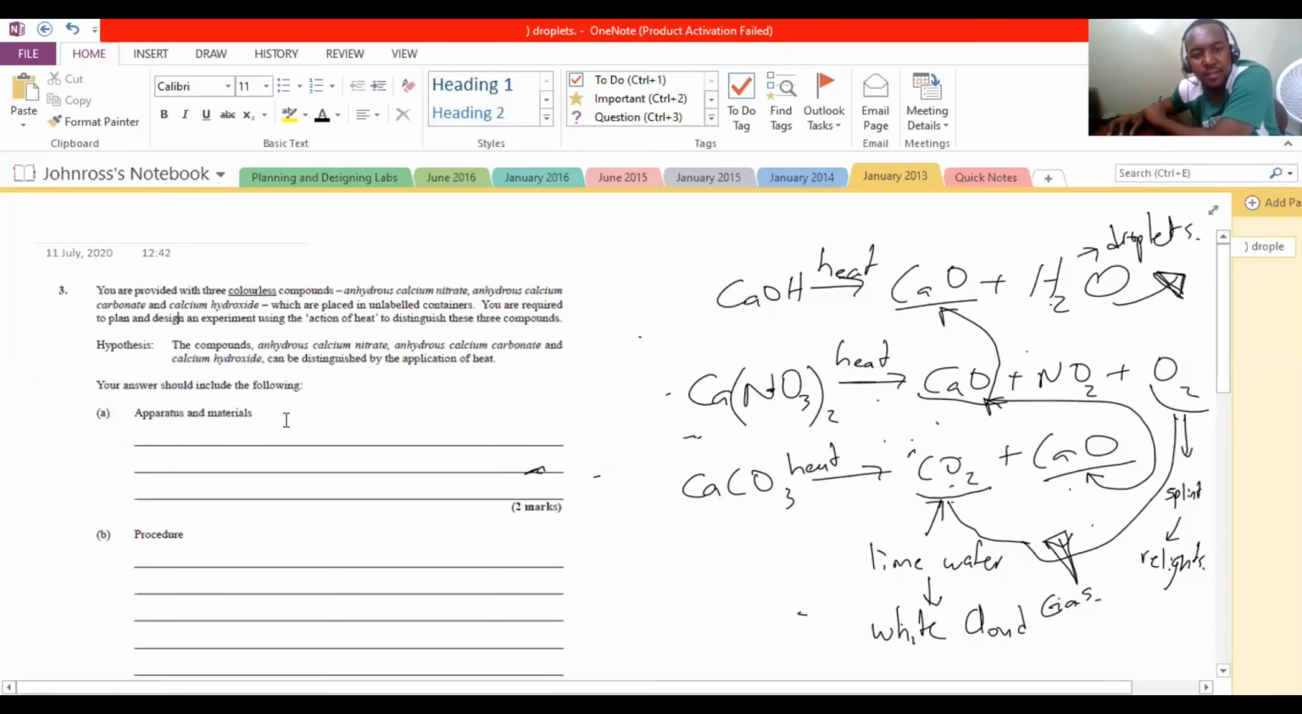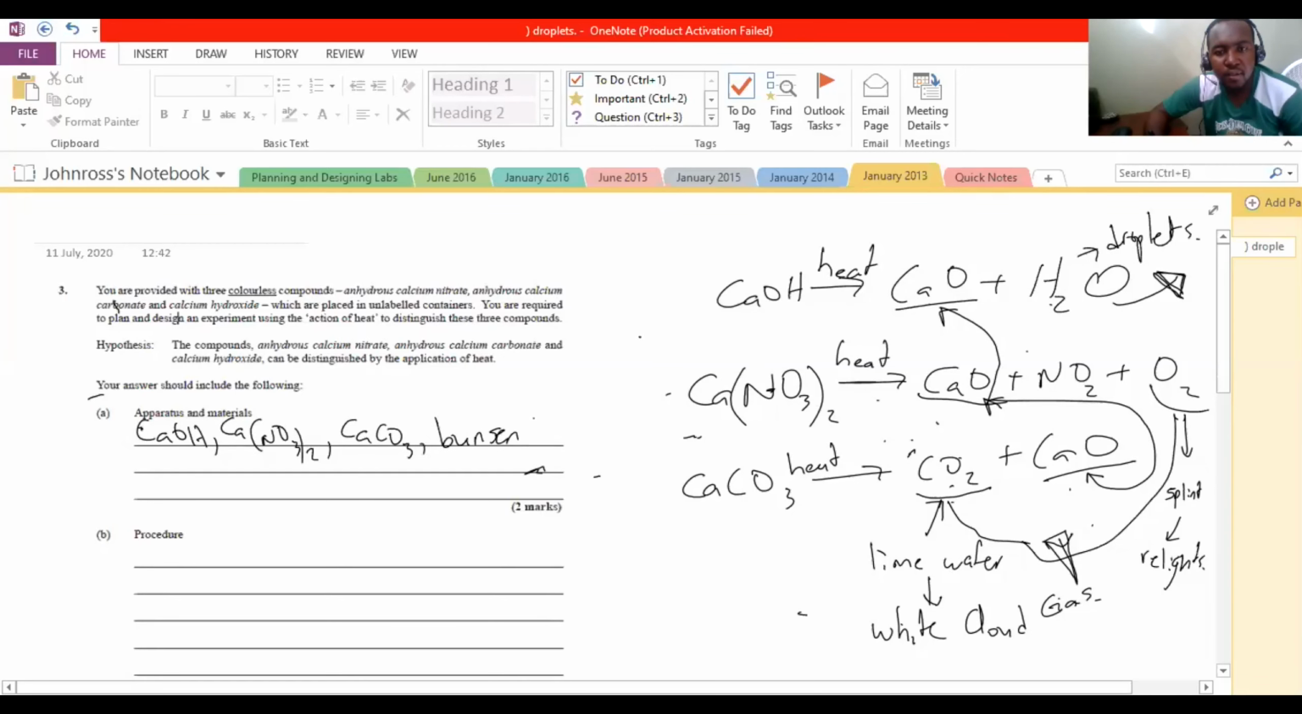So the apparatus and materials needed. All right, so what are the things that we need? The things that we need would be our compounds. So I have the CaOH, the Ca(NO3)2, and the CaCO3. Right, we need the Bunsen burner to heat. All right, we need your tripod stand and your wire gauze.